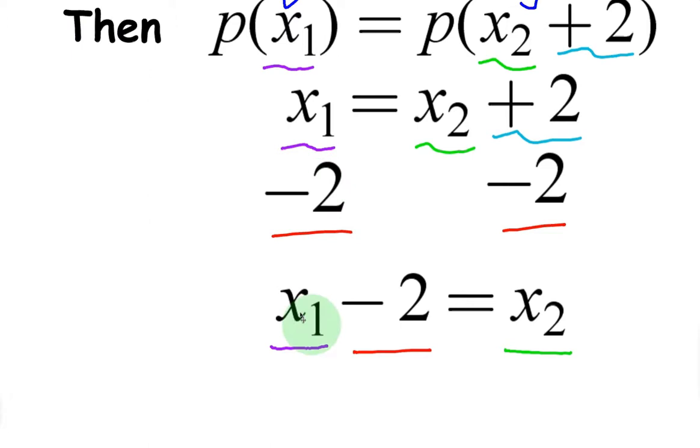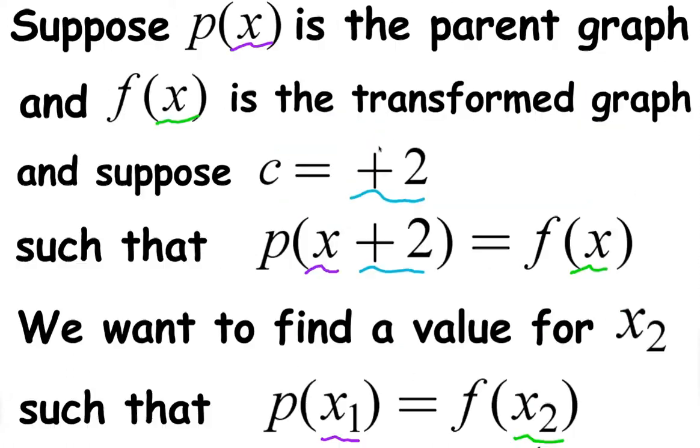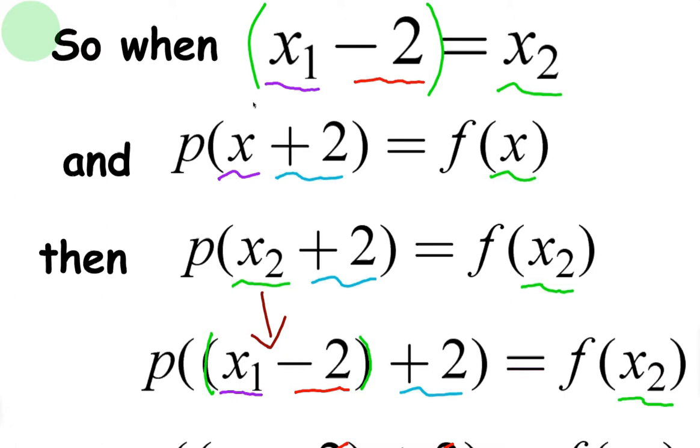And now I get x1 minus 2 is equal to x2. In other words, my original x value, if I subtract 2 from that, will give me the new x value that I need for my transform function. And this all has to do with algebra. I'm subtracting 2 to compensate for the original plus 2 value for c. Okay, so let's review. When x1 minus 2 is equal to x2, this will ensure, well, let's see what happens.